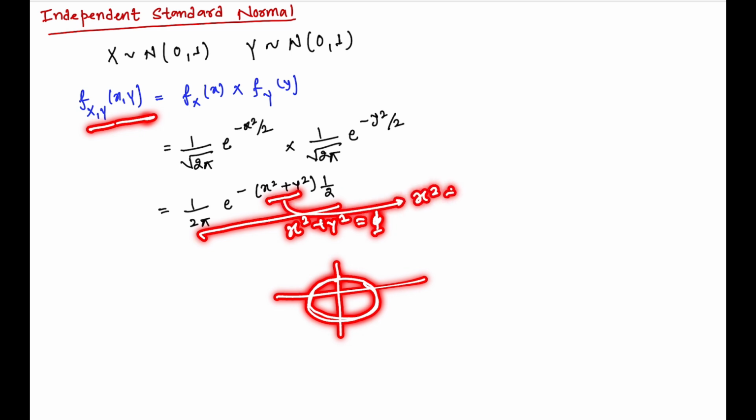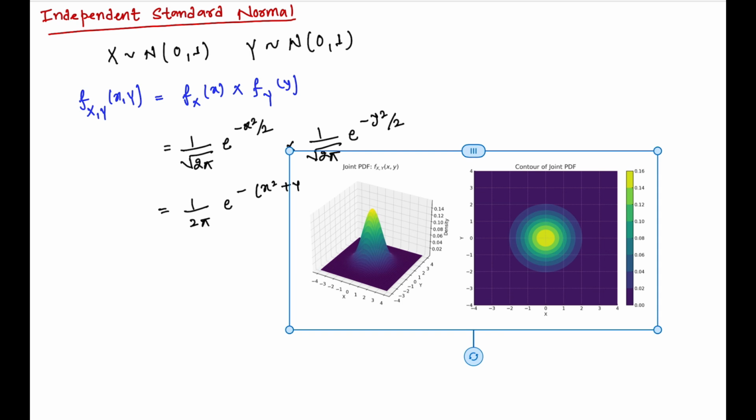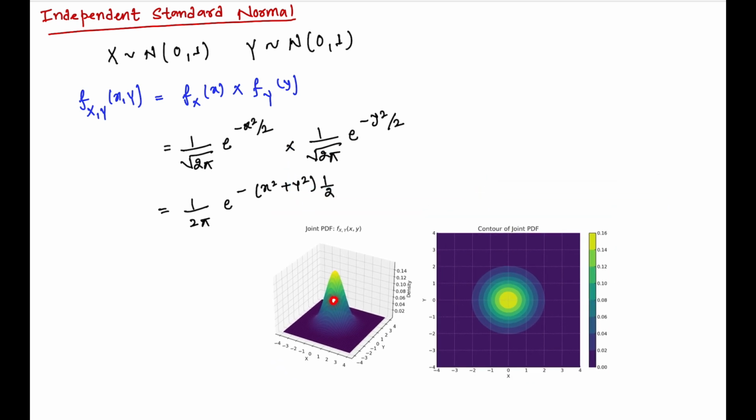Now if you take some other value, x square plus y square equal to 4, maybe this circle, right? For x square plus y square equal to 4, it represents a circle, right? And if you look at the joint PDF value on this circle, it will be again constant, right? So what these circles represent is the contour of this plot. If you look at the overall plot, this is how it will look. So this is the joint PDF, and it will be bell shaped within this two-dimensional space, and this is the joint PDF, right?